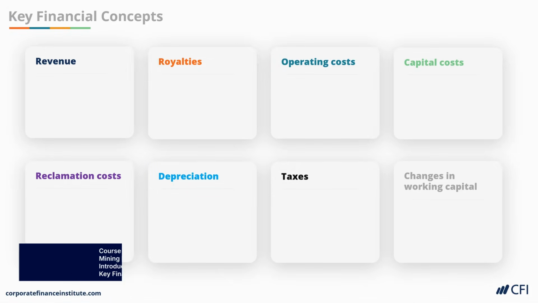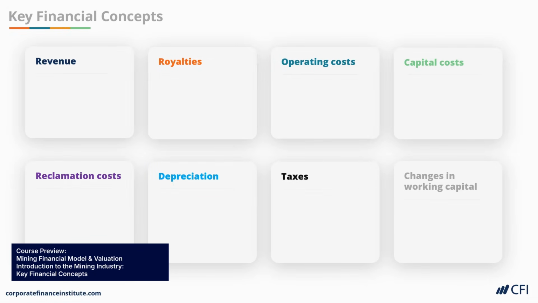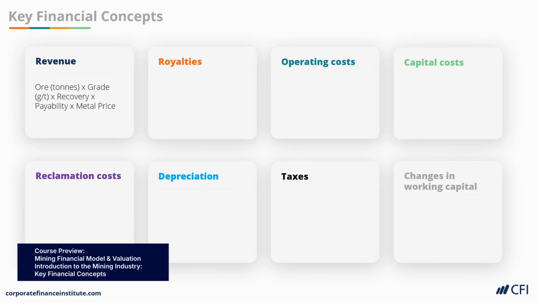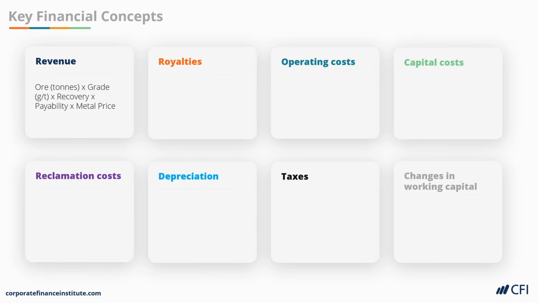Now let's review the financial concepts that we're going to need to fill in our financial model. We're going to start at the top of the model with revenue. Revenue is going to be a function of ore in tons, multiplied by the grade, multiplied by the recovery rate, then multiplied by the payability, and finally multiplied by the metal price. This will not all be done in one formula, but these are the steps to get to revenue.